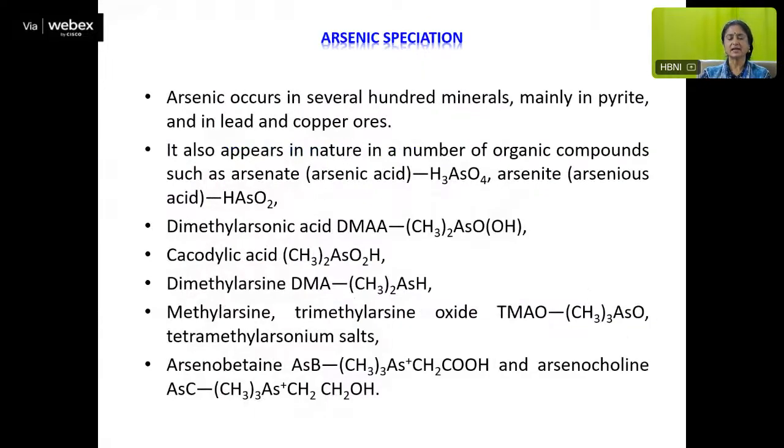Now, arsenic speciation. Arsenic occurs in several hundred minerals, mainly pyrite, lead, and copper ores. It also appears in nature in a number of organic compounds, such as arsenate, arsenic acid, H3AsO4, arsenite, and dimethyl arsenic, whose structure is given here. Like this, various forms are present in your environment.